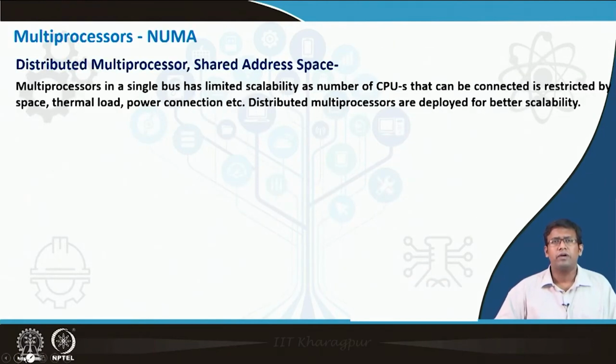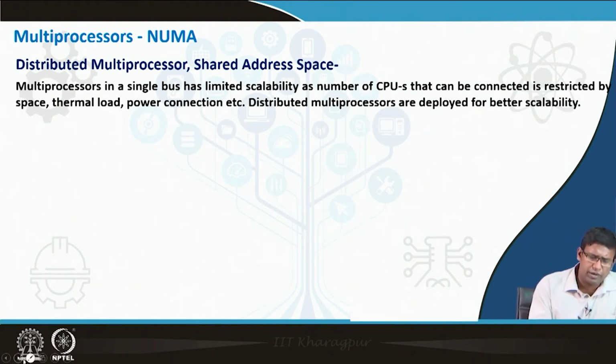The other variation of shared address space system is the distributed multiprocessor, or NUMA, non-uniform memory access. Multiprocessors on a single bus have limited scalability, as in the previous arrangement, because you are putting many processors on a single bus. You might not be able to put many processors on that bus due to space, electricity, and heat generation issues. So one idea is to use distributed multiprocessors, where you can increase the number of processors to a large extent.